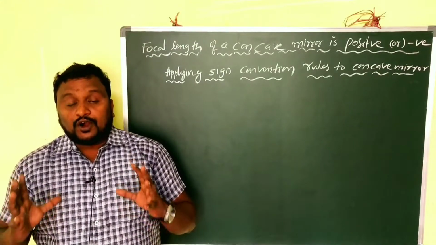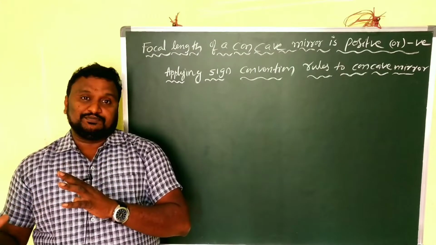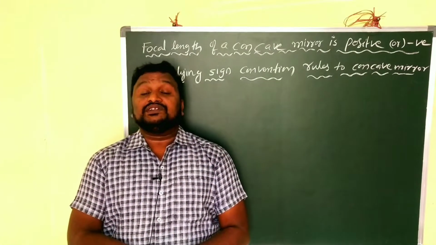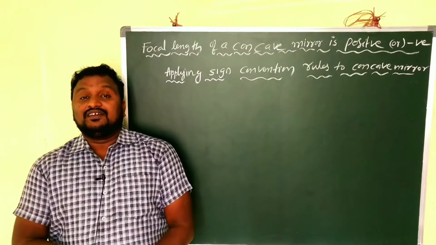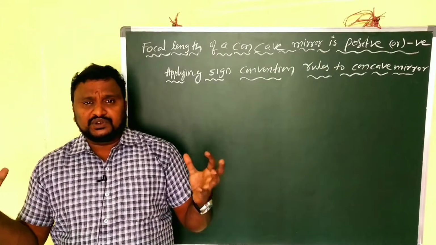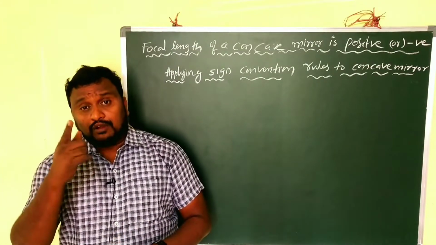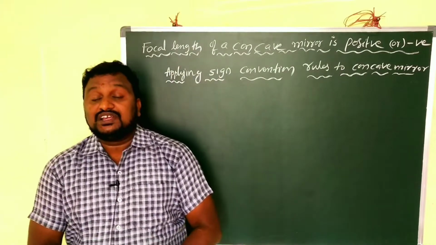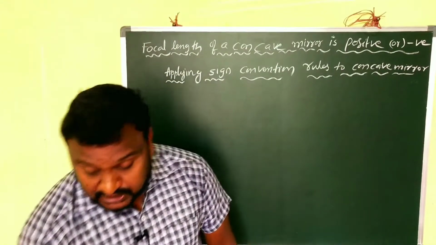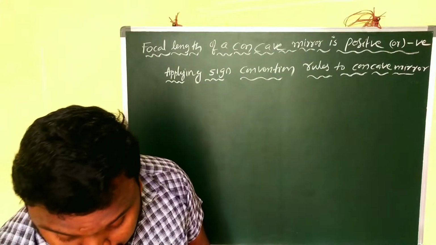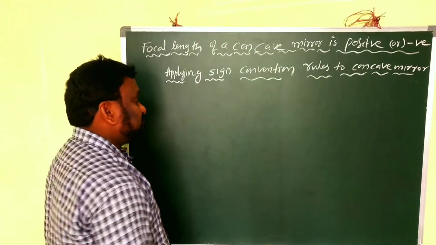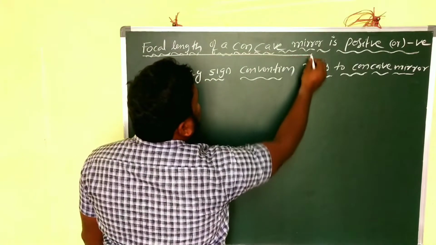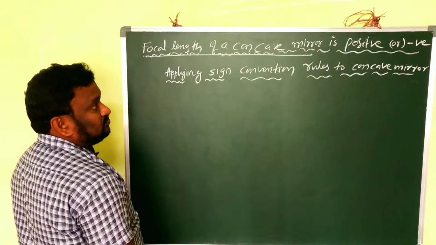Is the focal length of a concave mirror positive or negative? How can we apply the sign convention rules to the concave mirror? As for what the sign convention rules are, you have to go to the previous video, which I already uploaded. Here we will see how to apply them to the concave mirror. First you have to know whether the focal length of a concave mirror is positive or negative.